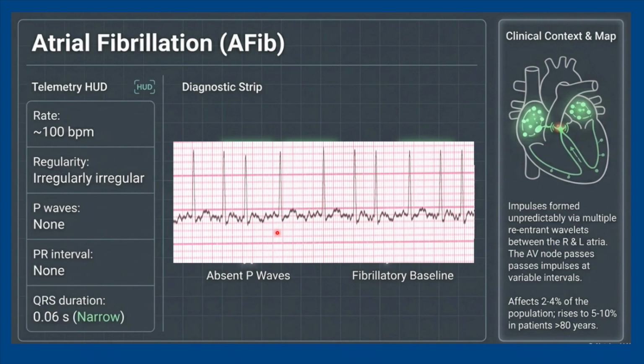At the same time, if you look at the P wave, you can't see a P wave, but you see just fibrillatory baseline. So there is absent P wave, there is fibrillatory baseline. QRS is of normal duration. So this is a pattern of atrial fibrillation.